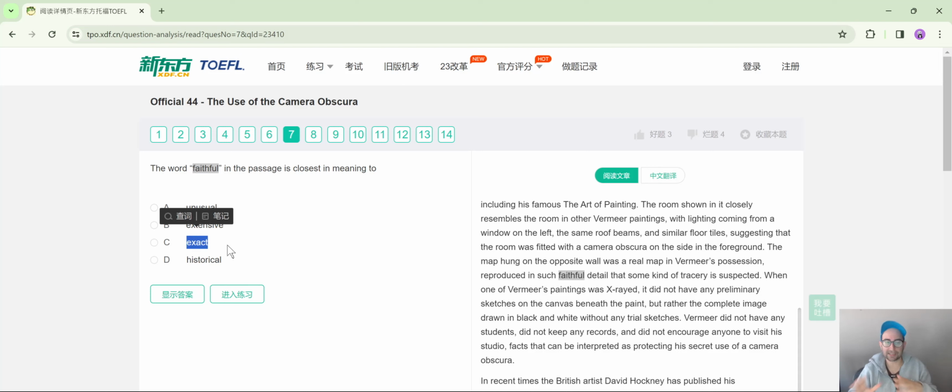Exact is actually the secondary definition of faithful. But even if I didn't know that, when I look at the word detail, and if I plug in exact, in such exact detail, in such precise detail, it kind of fits, it collocates. The word sense sounds great. So based on that, you could get choice C, even if you didn't know that this was the secondary definition of faithful. Okay, guys? So just plug them in, and that's a good backup strategy. And no, it doesn't mean historical.